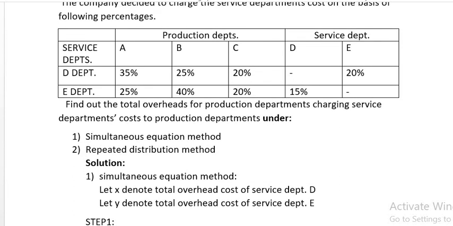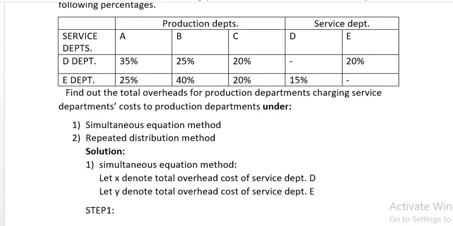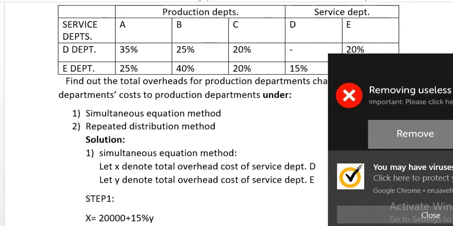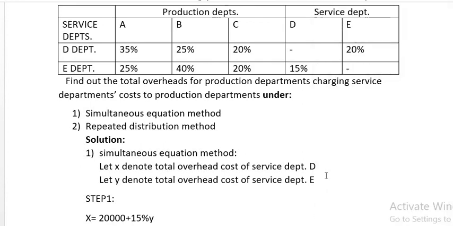So there are two methods they have asked: the simultaneous equation method and the repeated distribution method. Let's begin the problem. First I want to start with the simultaneous equation method. Here first let X denote the total overhead cost of service department D and let Y denote the total overhead cost of service department E. I will take D as X and E as Y.